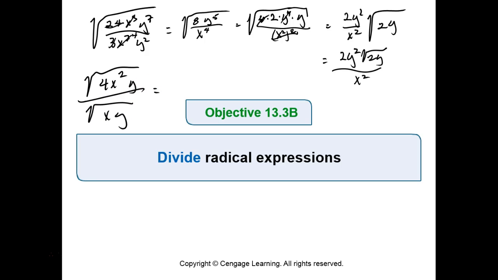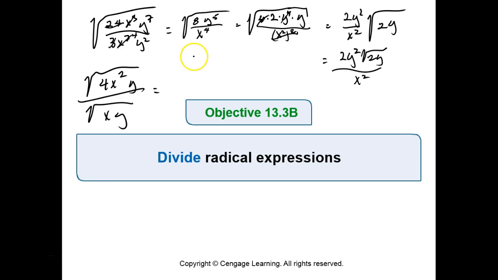Anything wrong with that picture? Anybody? What are our three rules we try to avoid? There's a radical in the denominator. Yes, a radical in the denominator. That's one bad boy, okay? Are both perfect squares inside the radical? So let's deal with those first.